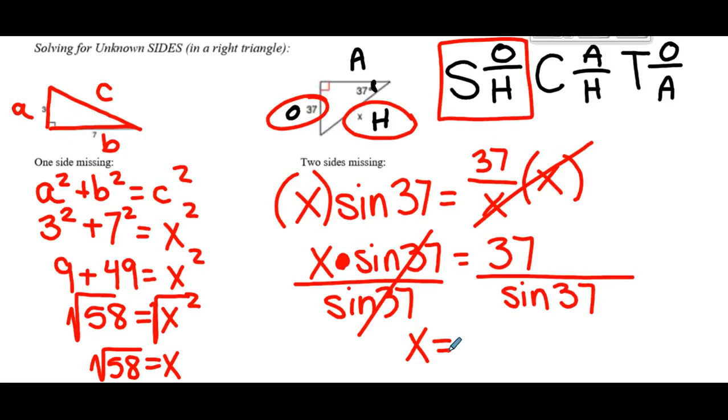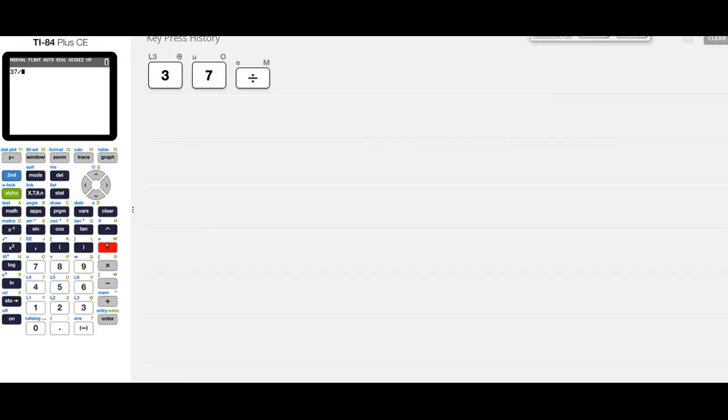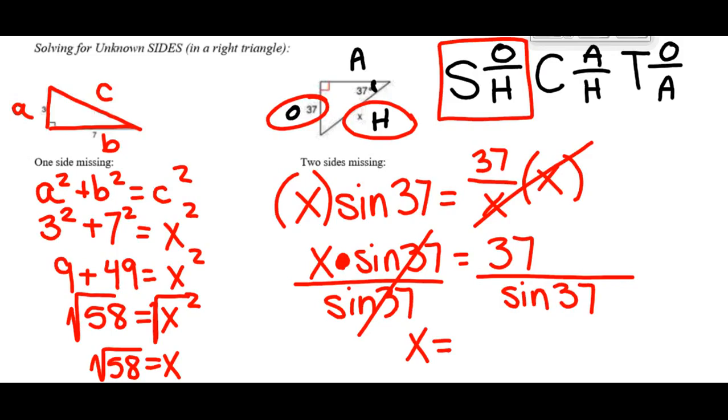To solve for this, we need to go into our calculator. And in our calculator, we are going to type 37 divided by the sine of 37 and press enter. As a result, I get 61.48 and so on and so forth. Let's round to the nearest tenth, so we'll have 61.5. Going back to our problem, our answer was 61.5. That is the length of our unknown side.